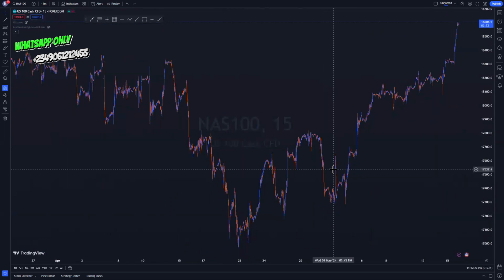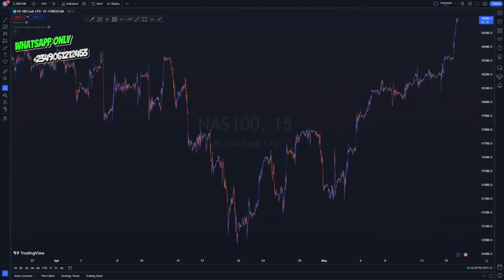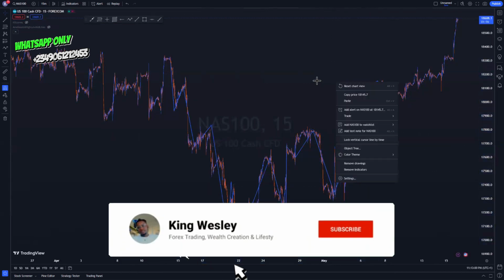Now I want you to understand something. First of all, looking at structure, you will agree with me that the price was trending down, doing the whole lower low and lower high thing, and then something happened here. A break of structure, a market structure shift rather, happened here. We turned bullish, we started going up, started doing the bullish thing, and then at this point something happened.